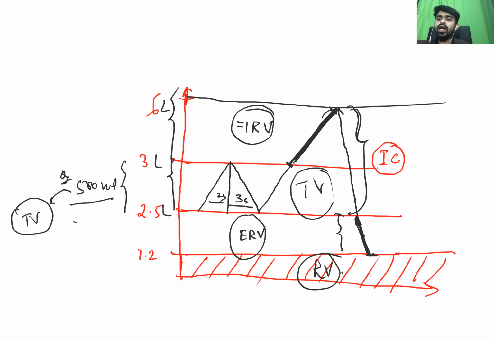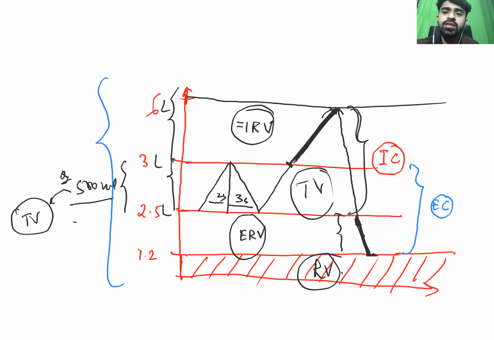All right. And the next one is again very important: tidal volume with this one. This should be known as expiratory capacity. Now, can you tell me, if this is inspiratory and this is expiratory capacity, and if I start from this to this, what should it be known as? Total lung capacity. All right. And if I ask you, what is the formula?